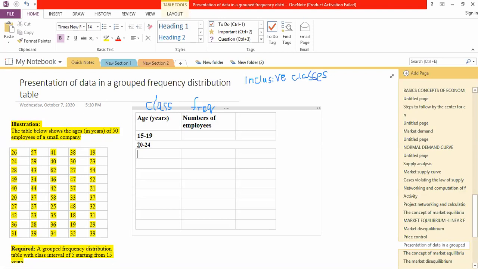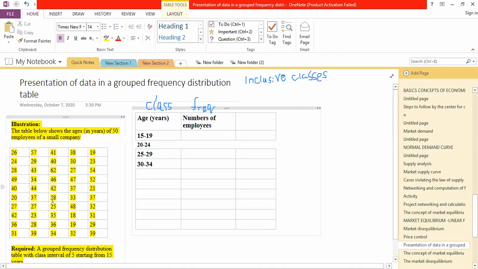Then the next one, 25 to 29, 30 to 34. And keep on checking for me if I've gone up to the highest value. The highest value in my data is what? Perusing through this, 62.